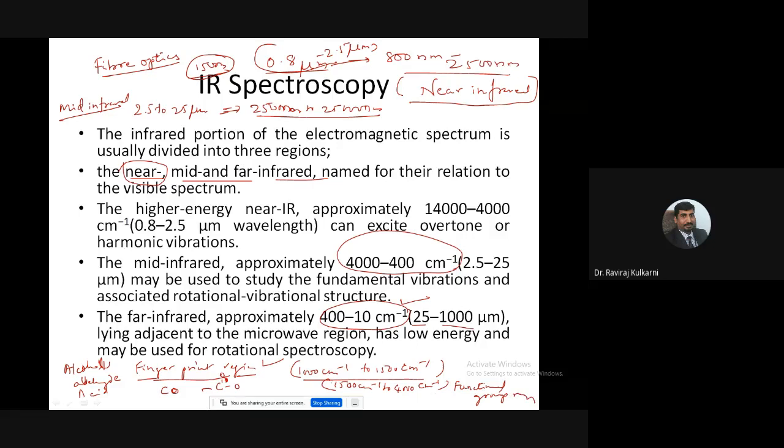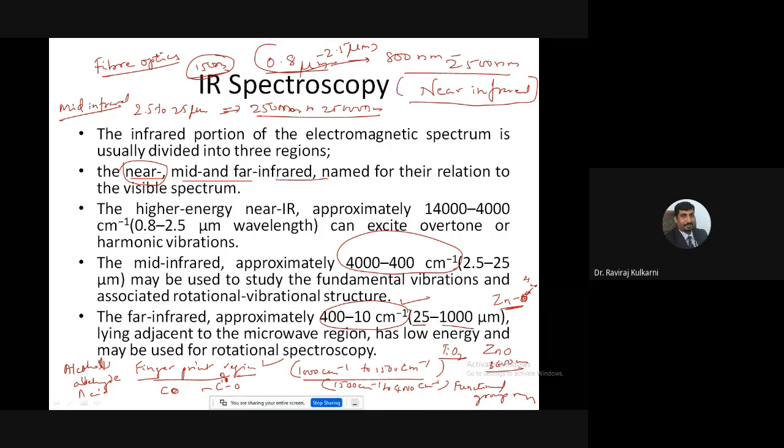Below 1000 we get materials like TiO2. How to tell it is TiO2, or how to tell it is zinc oxide? We see the ZnO vibrational frequency of zinc oxide. If water, H2O, is there, it interacts with oxygen and forms a broad band at 3600 centimeter inverse because of OH stretching. So these have different vibrational frequencies.